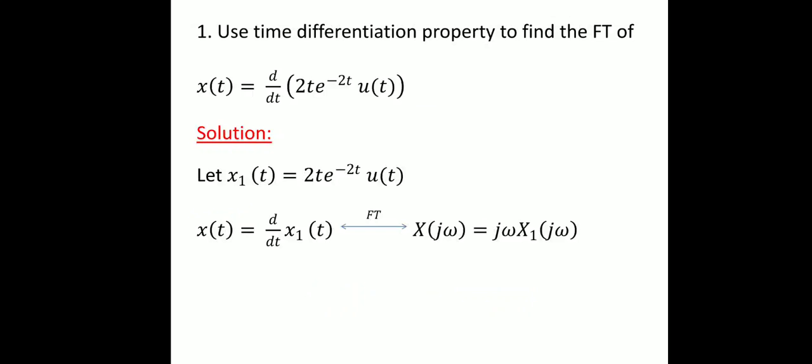Finally, we have to determine X of j omega. To determine X of j omega, first we have to find X1 of j omega. Now what is X1 of j omega? It is the Fourier transform of x1 of t. So first determine the Fourier transform of x1 of t. This is the Fourier transform relation: X1 of j omega is integral t from minus infinity to plus infinity x1 of t e power minus j omega t dt. Now x1 of t is 2t e power minus 2t u of t.